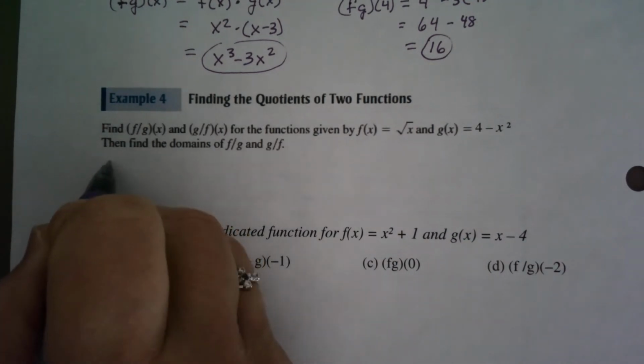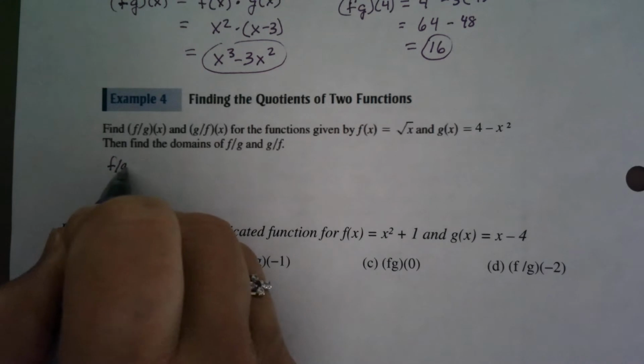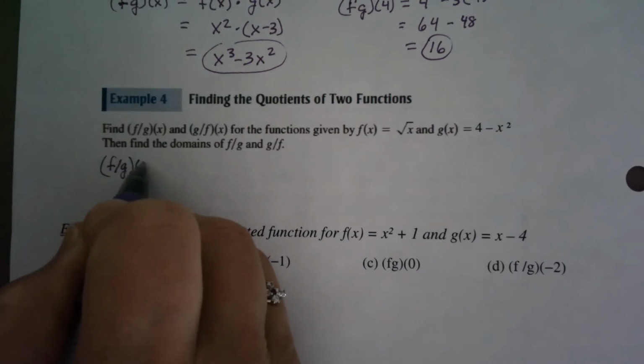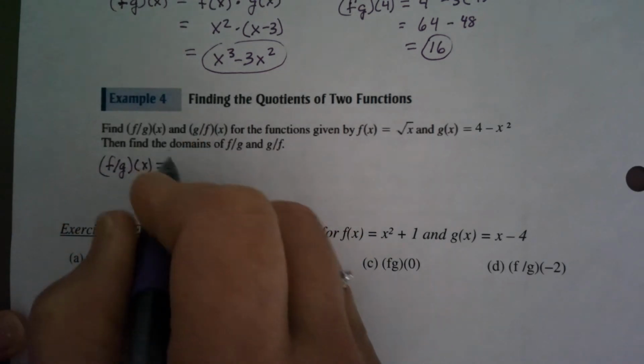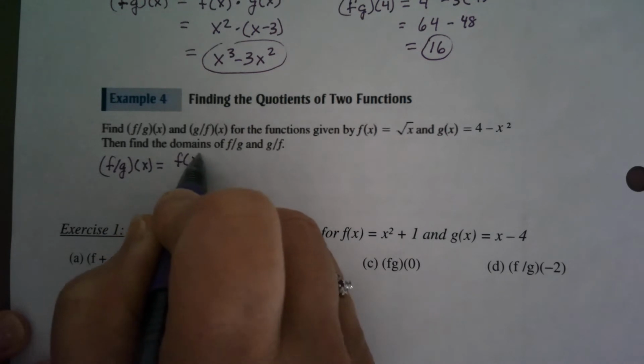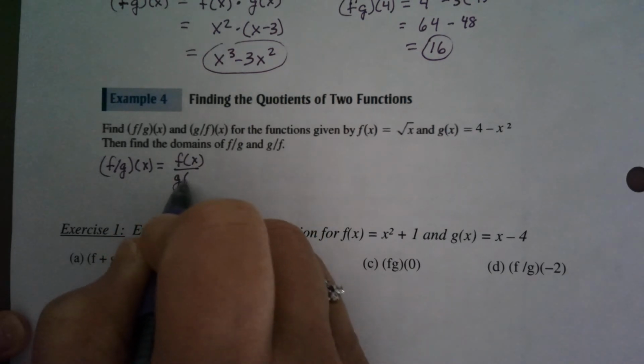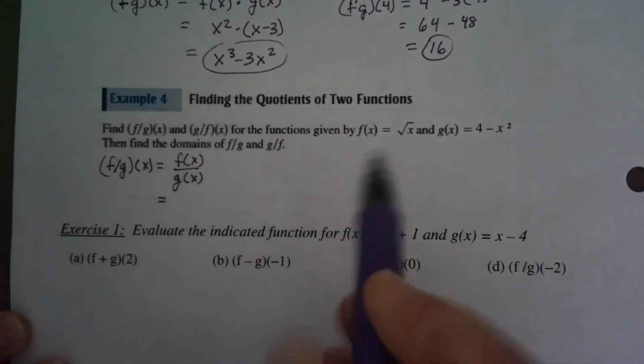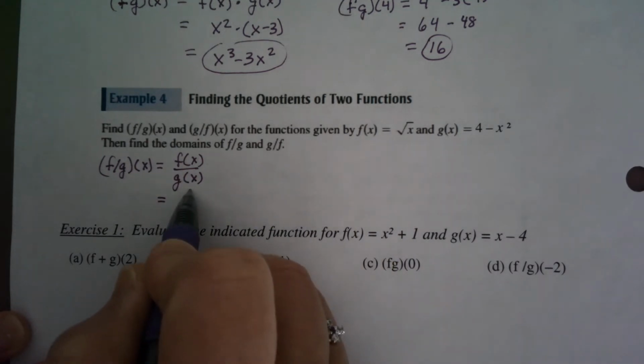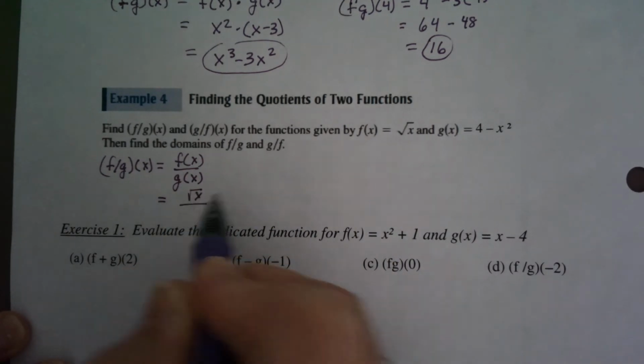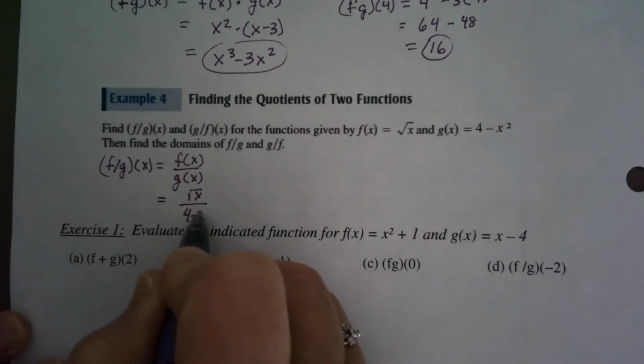Okay, so first f divided by g of x is going to equal f of x divided by g of x, which is the square root of x divided by 4 minus x squared.